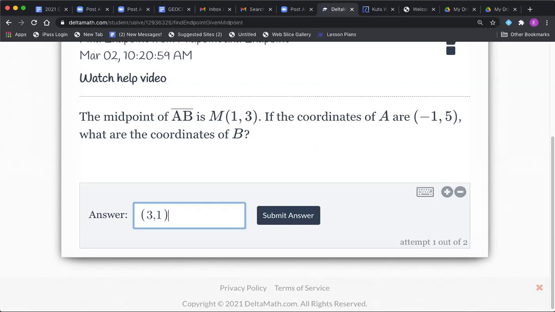See how this works? You have to start at A and go back to M. And that's where I get the set of instructions from. Then I just do it again to get from M to B. And there is my answer.